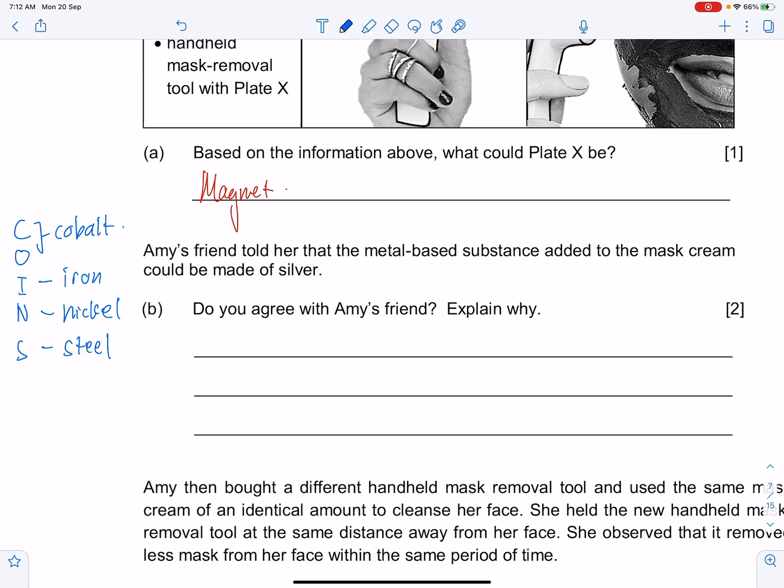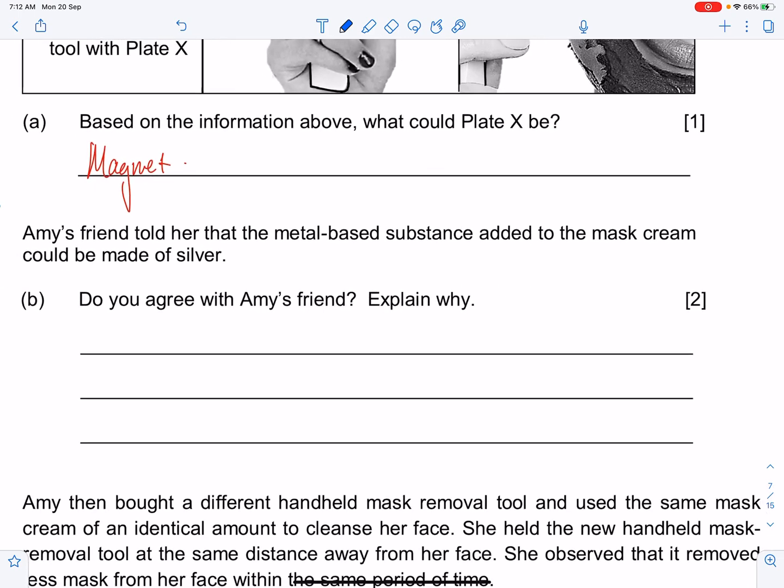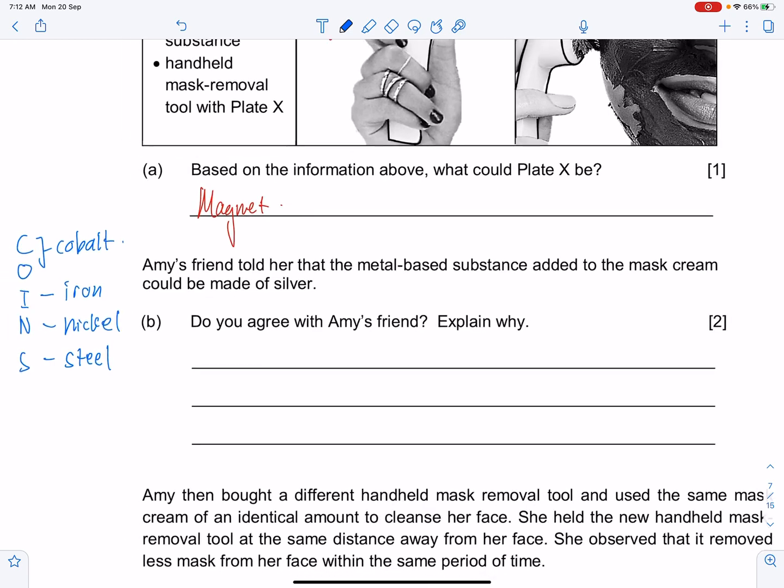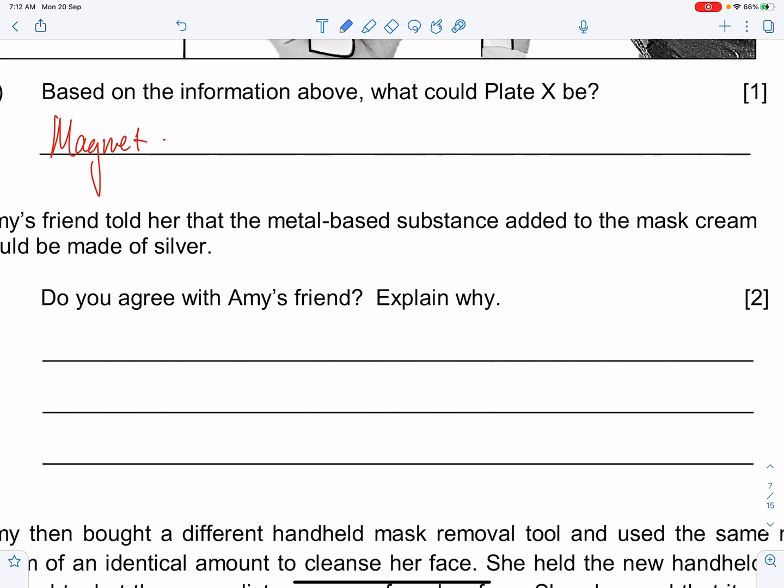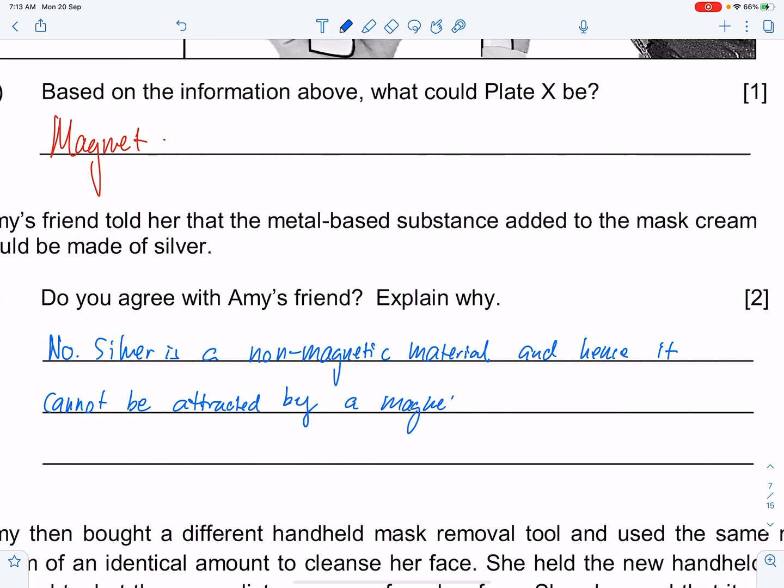Do you agree with Amy's friend? Why? You know that silver is not part of these magnetic materials, so therefore your answer should be no. And the reason is silver is a non-magnetic material, and hence it cannot be attracted by a magnet.